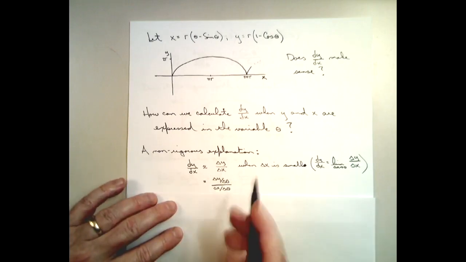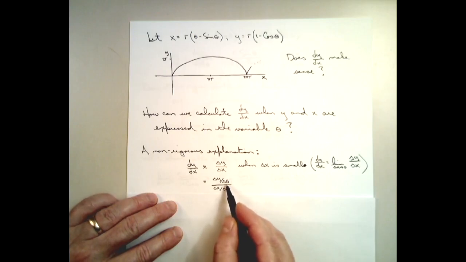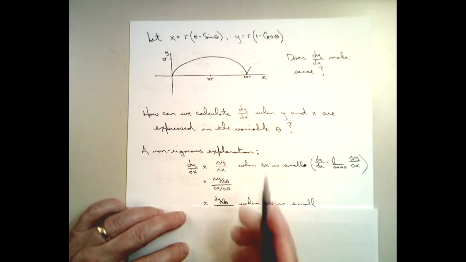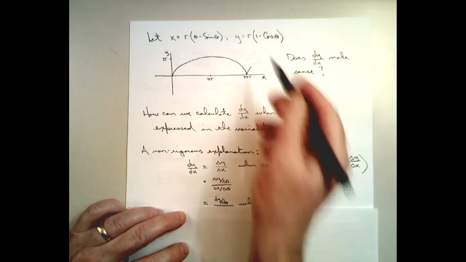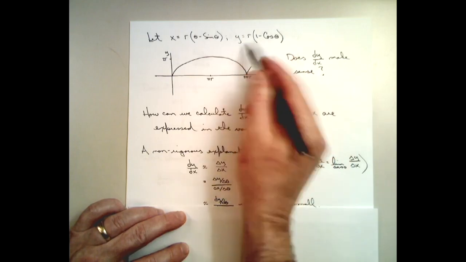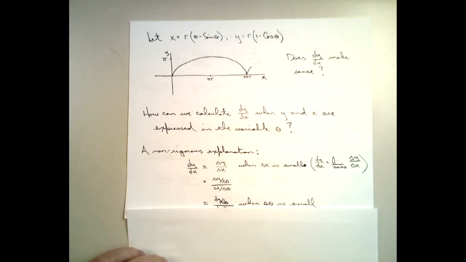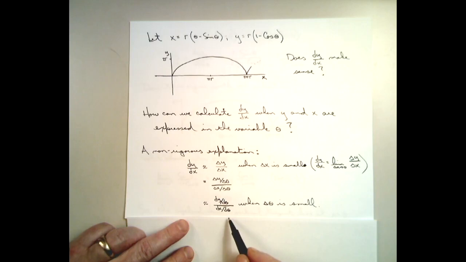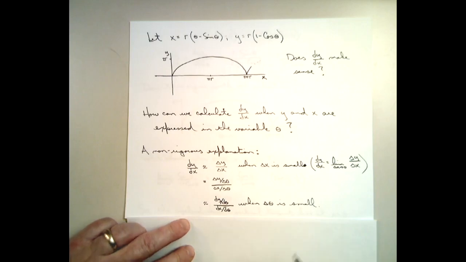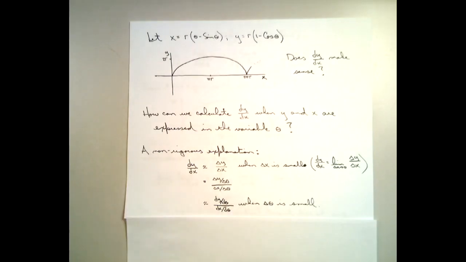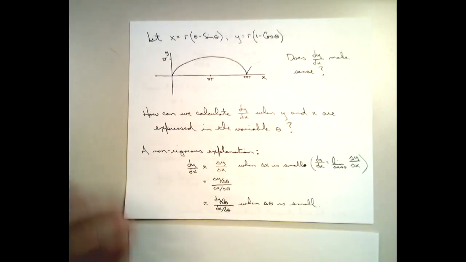And so if delta theta is tiny, well, then this numerator ought to be very, very close to the derivative of y with respect to theta. And that certainly makes sense to take, right? The derivative of y with respect to theta, I can certainly find. And the denominator here is going to be very, very close to the derivative of x with respect to theta, right? And again, that makes sense to evaluate as well, because x is defined in terms of theta.